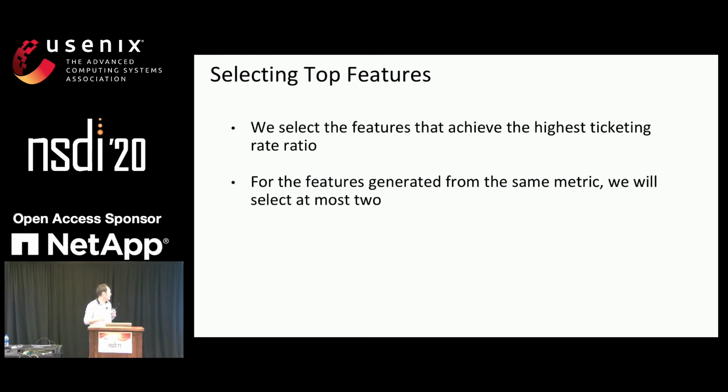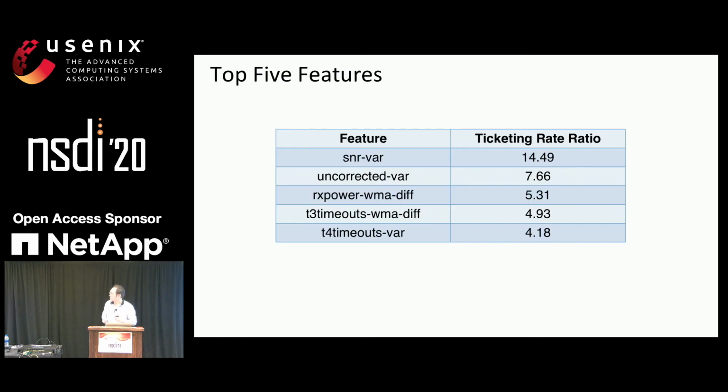Given this threshold selecting algorithm, we can select the top features by simply selecting the features that achieve the highest ticketing rate ratio. Remember that we generate the features from the PM matrix with the statistical models. When we build a model for the features generated from the same metric, we will select at most 2 of them. This table shows the top 5 features we selected in our experiment. For example, the top 1 is the SNR variance, which achieves a ticketing rate ratio as high as over 14.